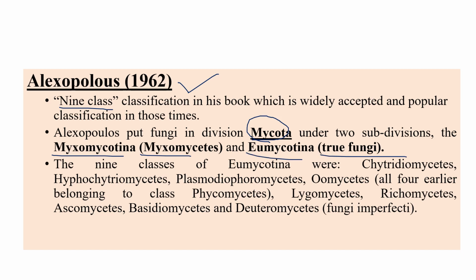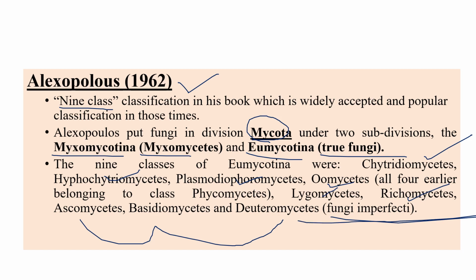The 9 classes of Eumycota fungi are Chytridiomycetes, Hyphochytridiomycetes, Plasmodiophoromycetes, Oomycetes, Zygomycetes, Trichomycetes, Ascomycetes, Basidiomycetes, and Deuteromycetes. All the earlier fungi belonging to Phycomycetes he placed into various other groups. Generally, Deuteromycetes are fungi imperfecti, because they lack sexual stages. This is the 9 classes classification that was given by Alexopoulos and Mims. This is also a very famous classification.